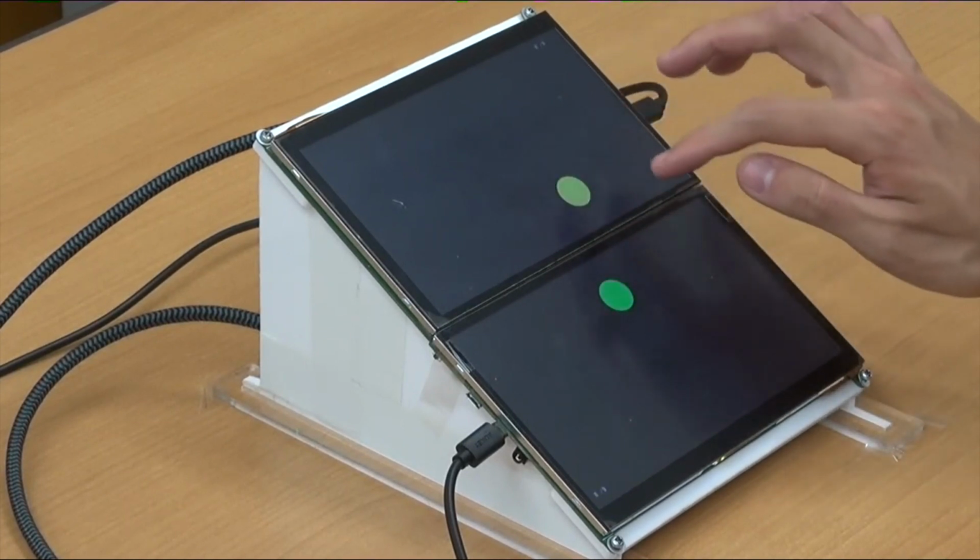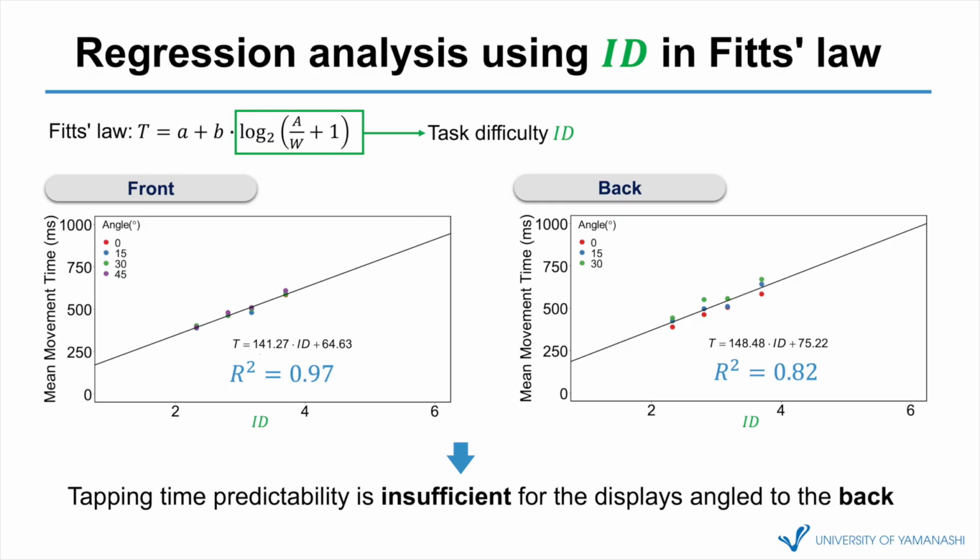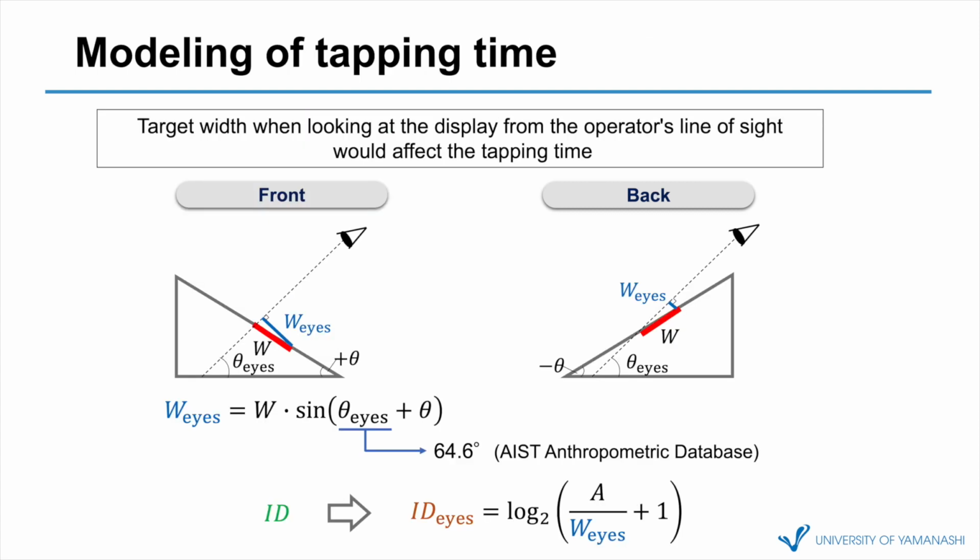their index fingers. A regression analysis using ID in Fitts law as an explanatory variable revealed that the tapping time predictability is insufficient for the displays angled to the back. Consequently, we hypothesized that the width of the target when looking at the display from the operator's line of sight, WIs, would affect the tapping time.